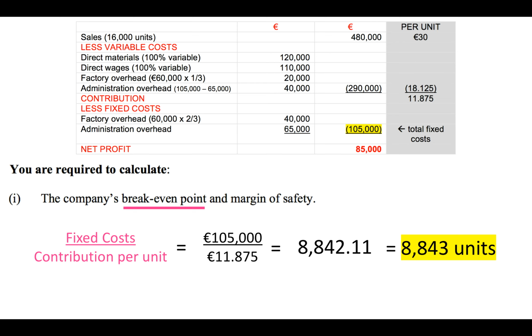So if you were asked what the break-even point was in euros, you would simply multiply the 8,843 units by the €30 per unit up here.